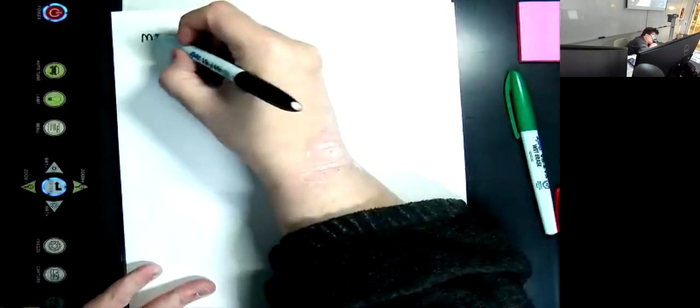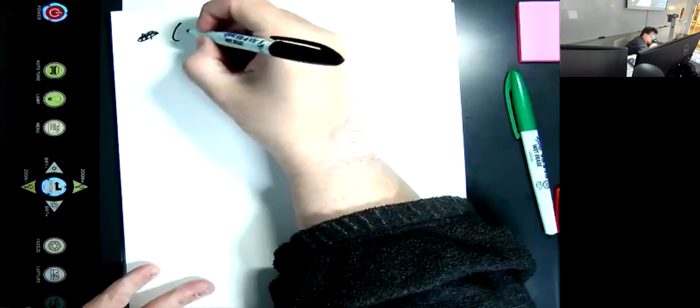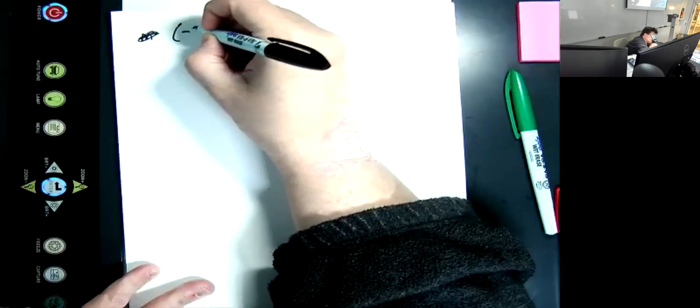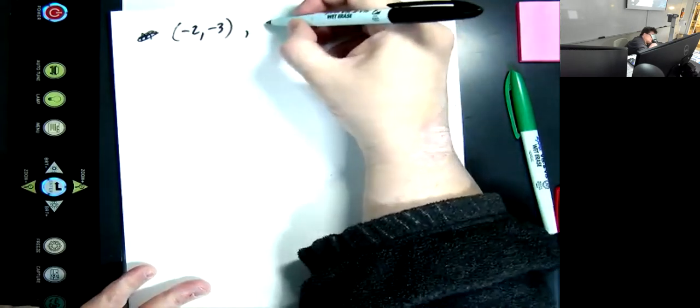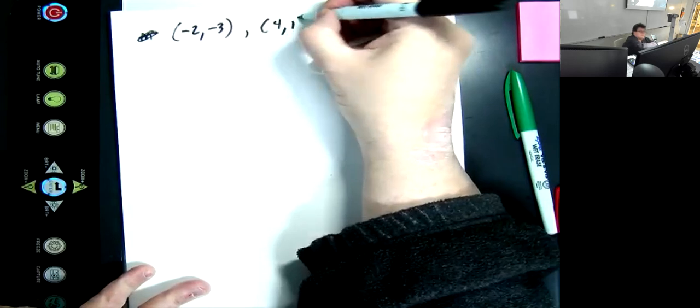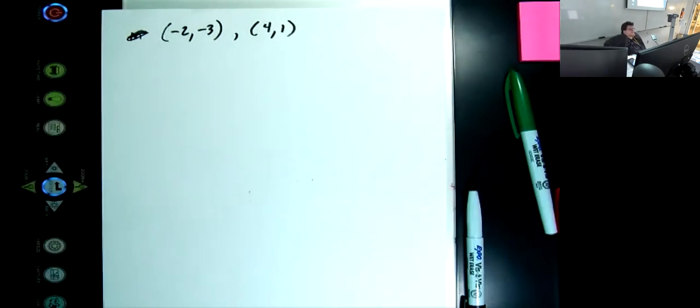Let's do, I don't know what m is. Let's start with the point -2, -3. And we're going to go over to 4, 1. So figure out the slope and then draw the picture. You are free to pick whichever path you want.